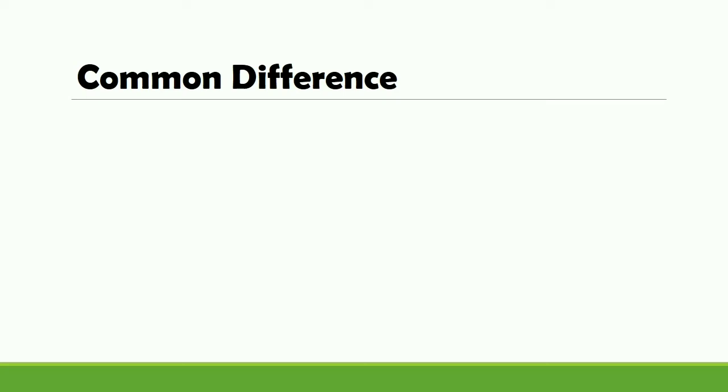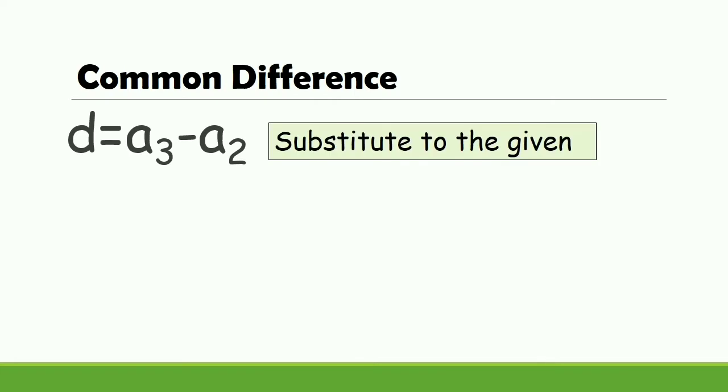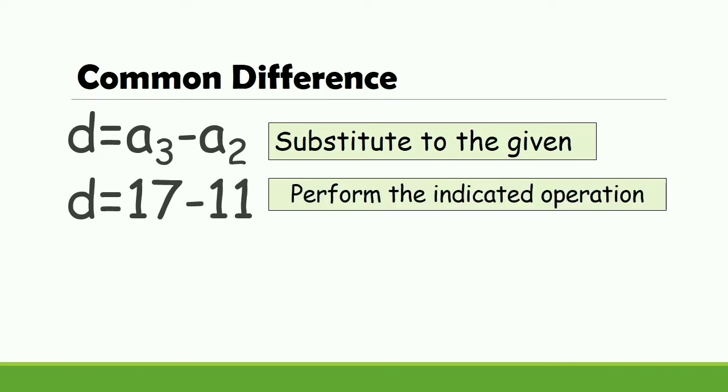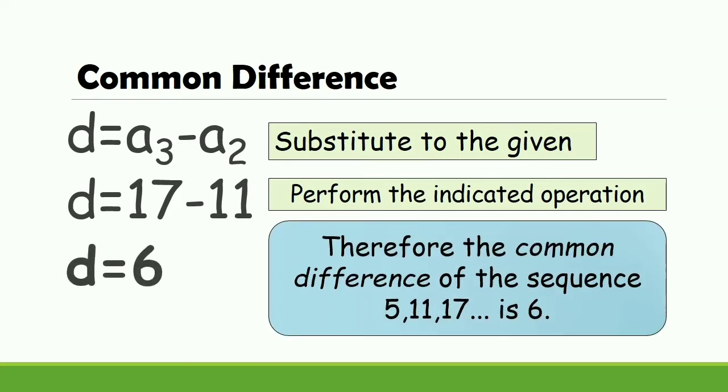To check if the common difference is constant, let's solve for d is equal to a sub 3 minus a sub 2. Substitute that to the given. d is equal to 17, which is a sub 3, minus 11, which is a sub 2. Perform the indicated operation. 17 minus 11 is equal to 6. Therefore, the common difference of the sequence 5, 11, 17 is 6.